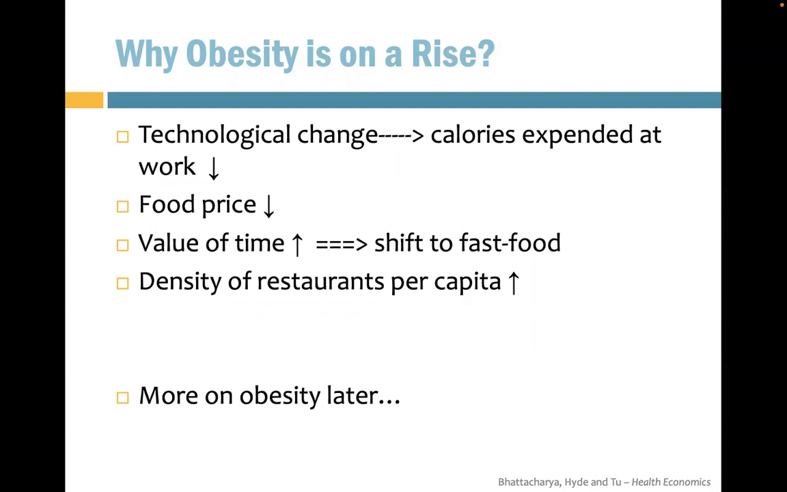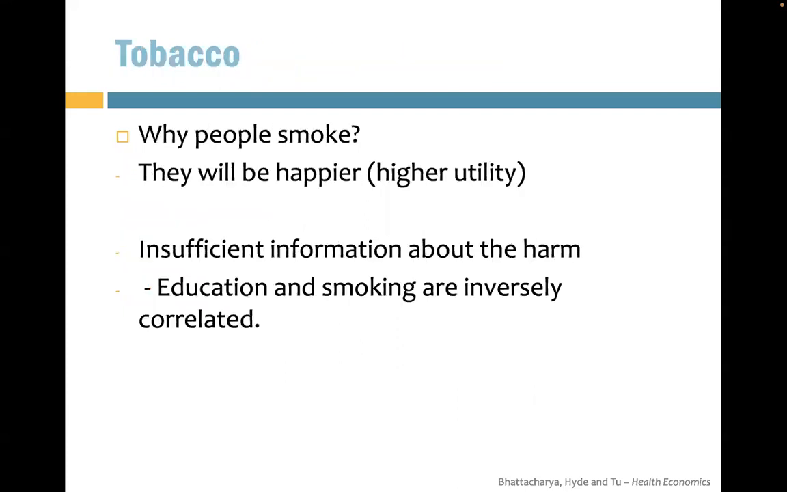The third one is the density of restaurants per capita, which has increased. This actually reflects increasing income. And something interesting that I've just read online is that the portion that a restaurant serves in the United States has also increased for each meal. So this is a trend that's happening consciously or unconsciously. And we actually have one entire chapter at the end of the semester where we will talk about obesity. Okay, so let's talk about the second problem, tobacco use.